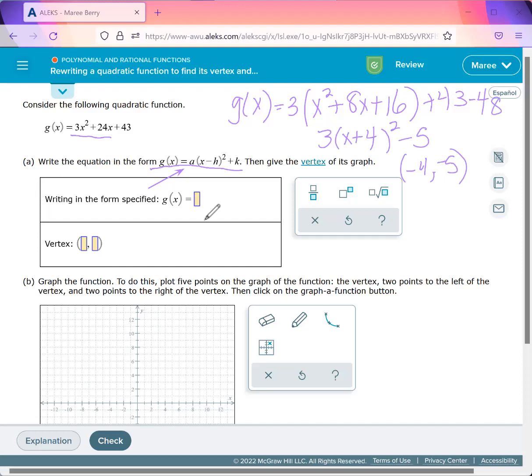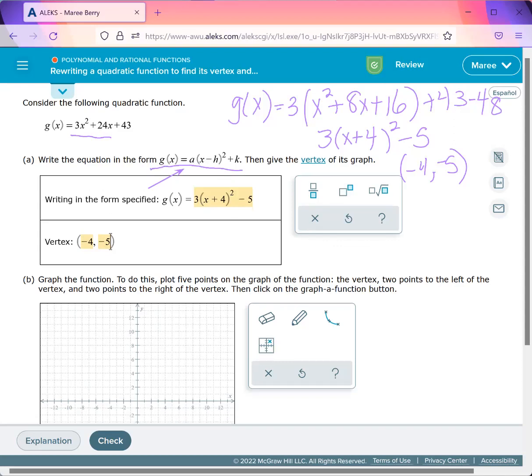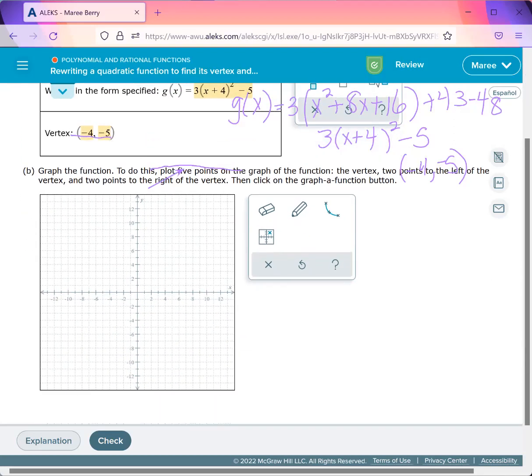So we will first write down what we got here. So we got 3 parentheses x plus 4 and parentheses squared minus 5. Then the vertex is at -4, -5. Then to graph it, we just need a few points. They want the vertex, and then 2 points to the left and 2 points to the right of the vertex.